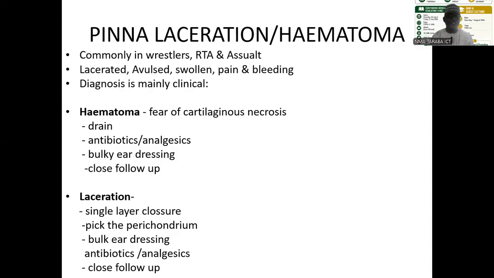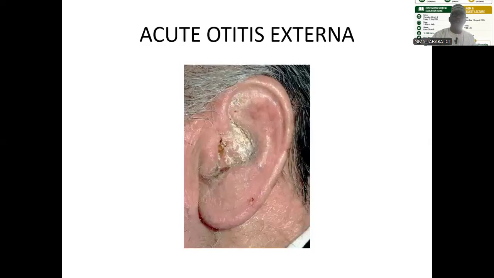And in suturing laceration, single layer closure is very, very good. You need to ensure that the perichondrium, which is the main source of blood supply to the penile cartilage, is apposed appropriately when you are doing the suturing. Bulky ear dressing, that's pressure dressing on either side, to stabilize the penile after suturing is very important. And you need to follow this patient up with antibiotics and analgesic and close follow-up because of the trauma and the work that we've done there, there is a very high tendency of hematoma formation. So you need to follow these patients closely.